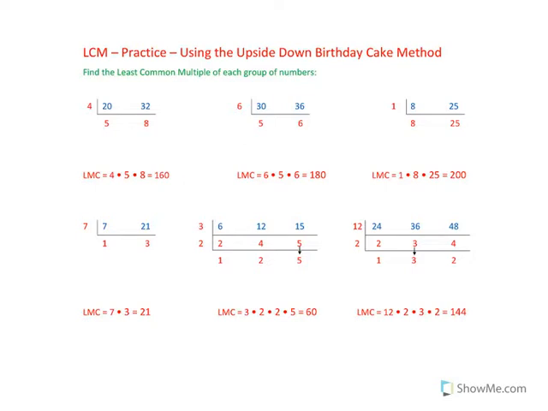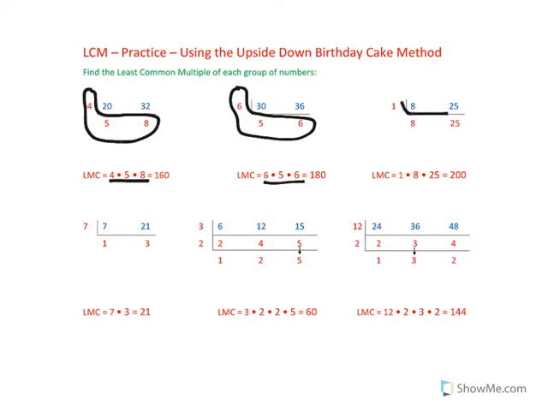4 goes into 20 accordingly, and I circle, make my L. 4 times 5 times 8 is 160. 30 and 36, I get 6 and 5 and 6, which is 180. 1 is the only number that goes in. We can make an L, but we're not going to use the 1. We don't need it. It doesn't matter. It's 8 times 25, so it's the product of those two numbers, 200.